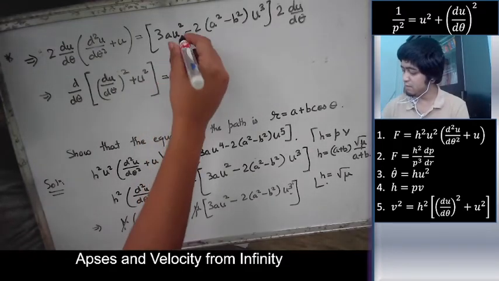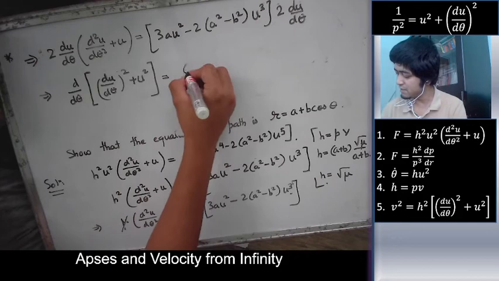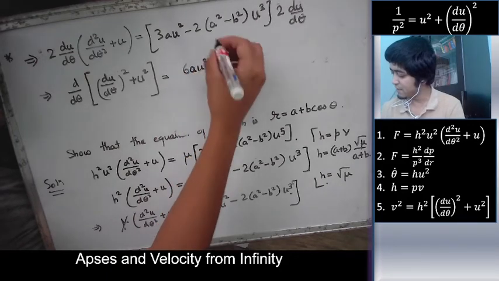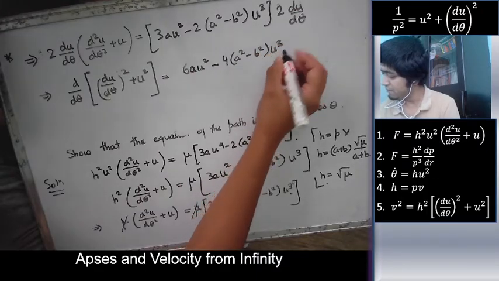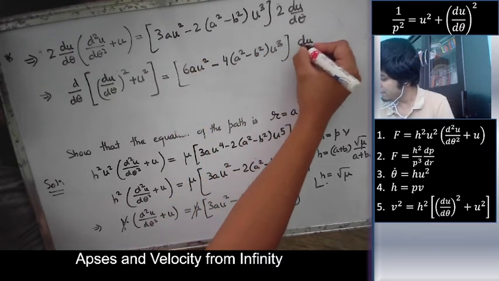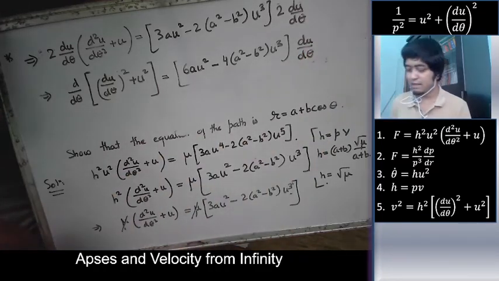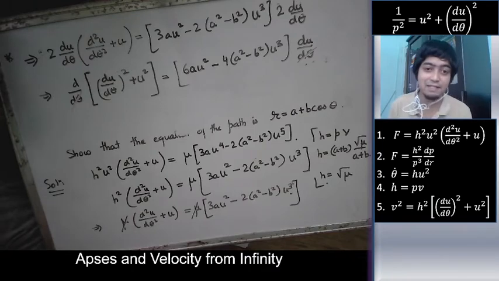And this one, we can simply multiply them. 2 into 3 will give you 6a u square minus 4(a square minus b square) u cube. So this is what is happening, and then you will still be having du d theta. d theta and d theta can cancel from both sides.